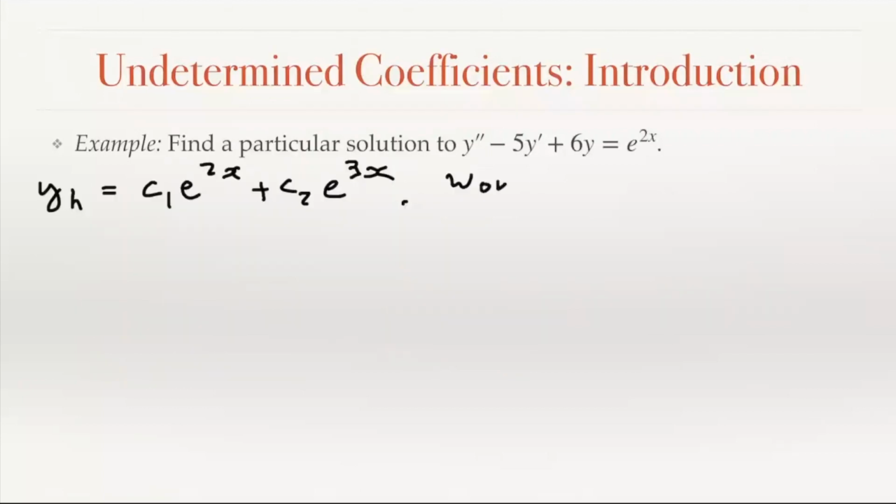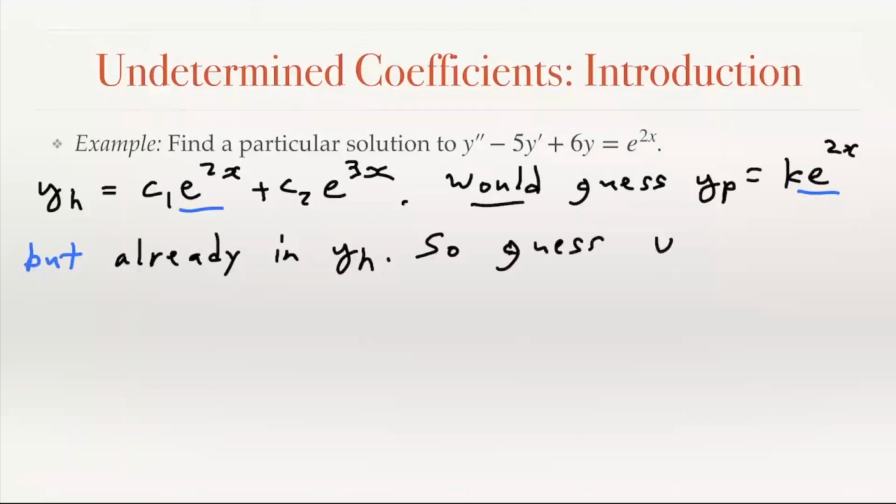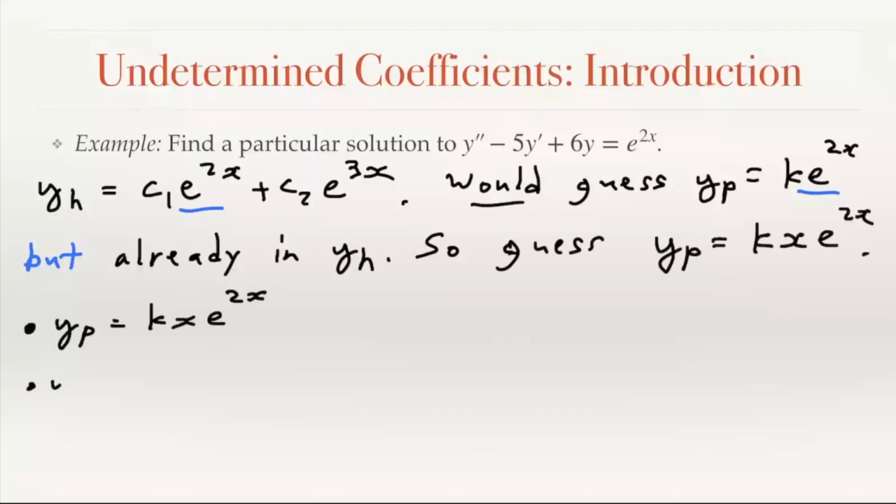So here that is our y_h as we have found, and we would guess y_p is k times e to the 2x, but that is already a solution to the homogeneous complement. So instead we guess y_p is kx e to the 2x. Let's pre-compute our derivatives since we need to plug this in.